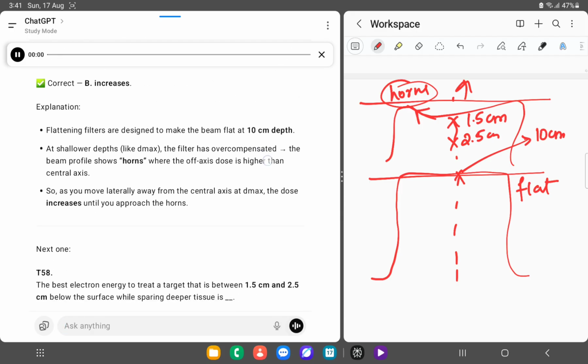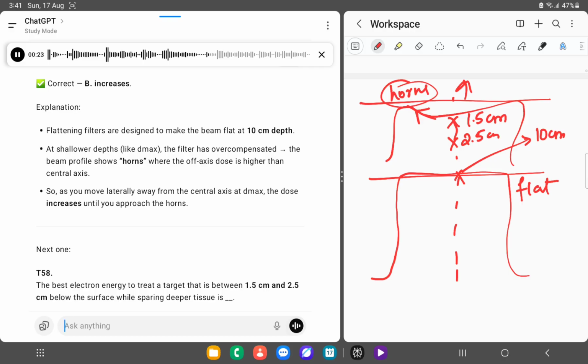Correct. B increases. Explanation. Flattening filters are designed to make the beam flat at 10 centimeters depth. At shallower depths like Dmax, the filter has overcompensated. The beam profile shows horns, where the off-axis dose is higher than central axis. So as you move laterally away from the central axis at Dmax, the dose increases until you approach the horns.